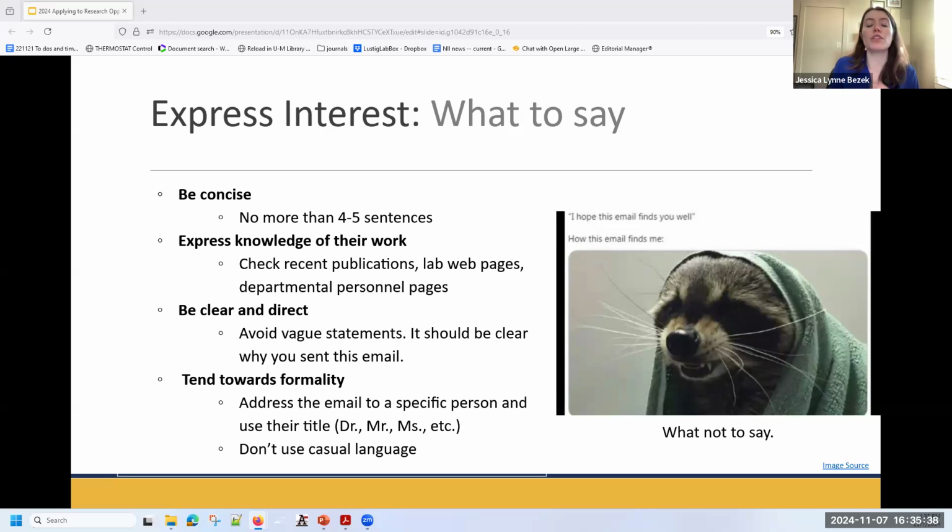Graduate students will typically be Mr. or Ms. because they do not have a PhD yet. PIs will be Doctor, as well as most postdocs.